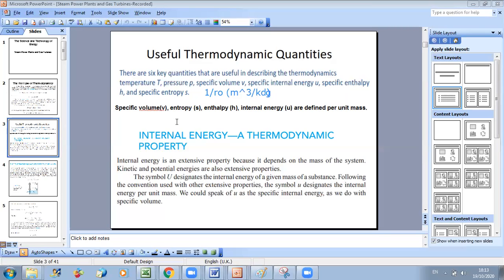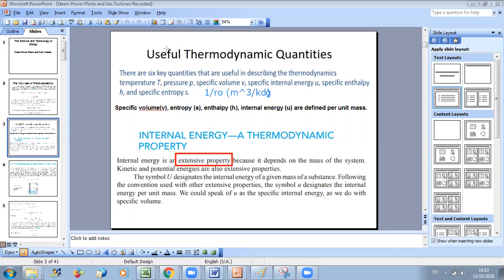Now, for the internal energy, the definition is as follows. Internal energy is an extensive property because it depends on the mass of the system. So when we just talk about internal energy without saying specific, it's extensive. When we say extensive property, this means that it will depend on the mass. And in general, thermodynamic properties are tabulated in tables. For each fluid, you have a table telling you if I have this temperature and this pressure, I will get the following internal energy, enthalpy, entropy, etc.